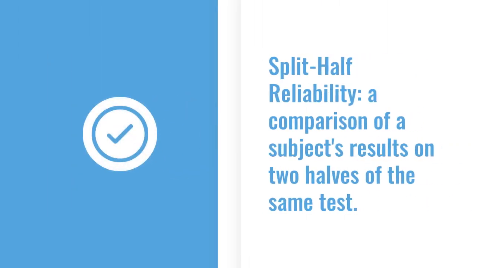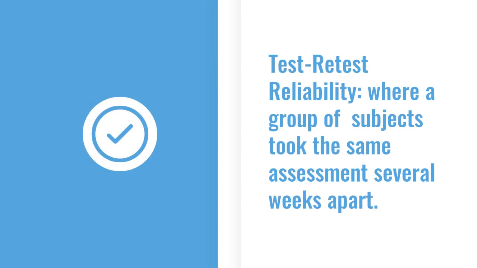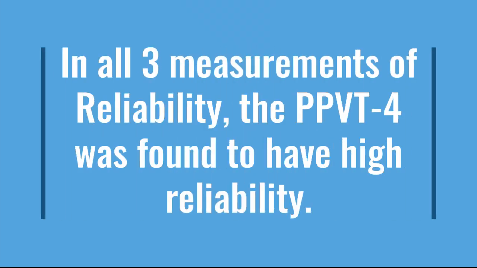Split half reliability, a comparison of a subject's results on 2 halves of the same test. Alternate form reliability, where the same group of subjects are given 2 versions of the same test. Test-retest reliability, where a group of subjects took the same assessment several weeks apart. In all 3 measurements of reliability, the PPVT-4 was found to have high reliability.